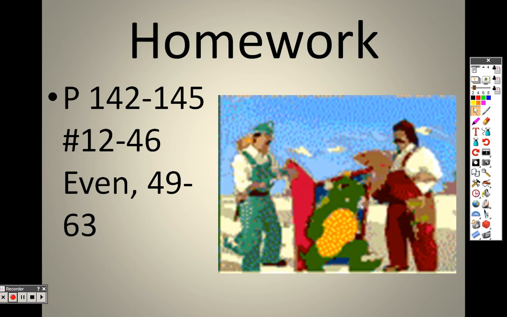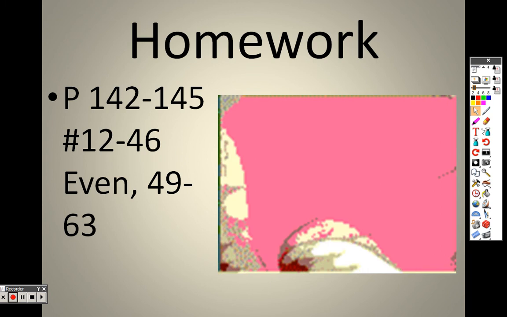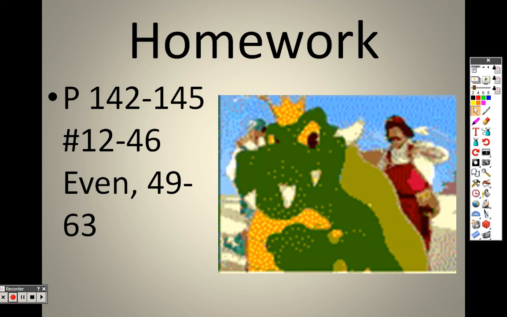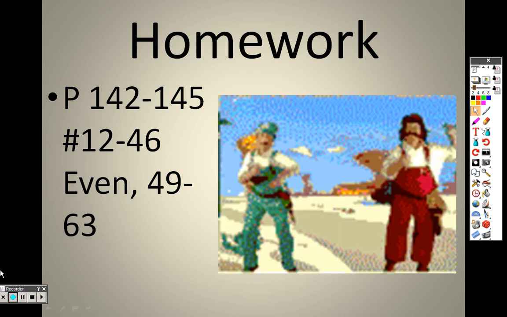Also, on that same topic, remember, if the lines are exactly the same, there are infinitely many answers. If the lines are parallel, there are no answers as well. So keep those concepts in mind.